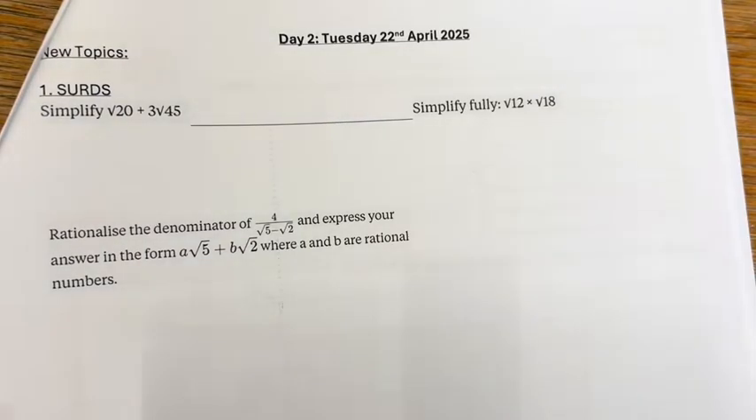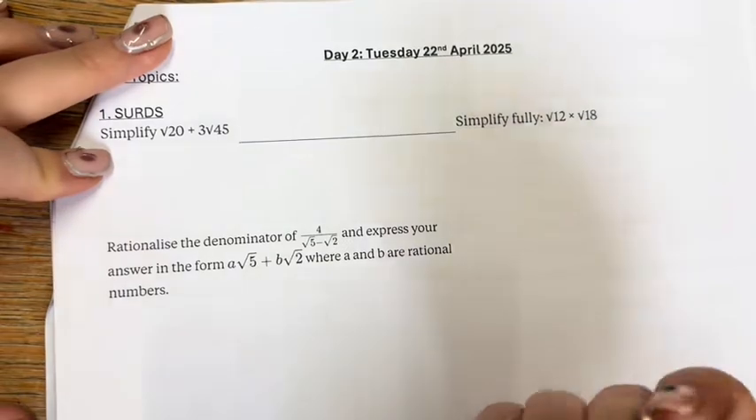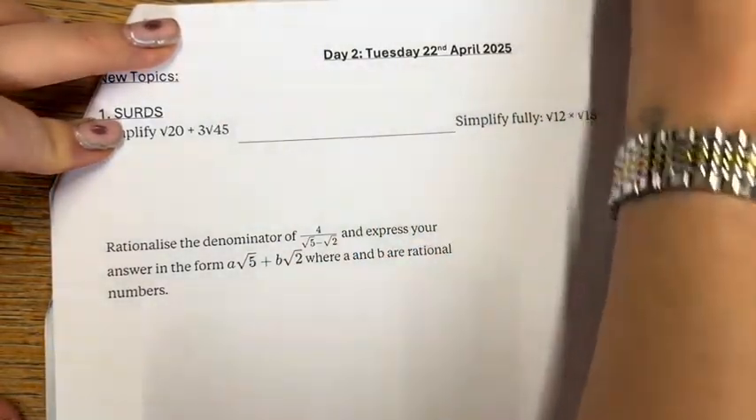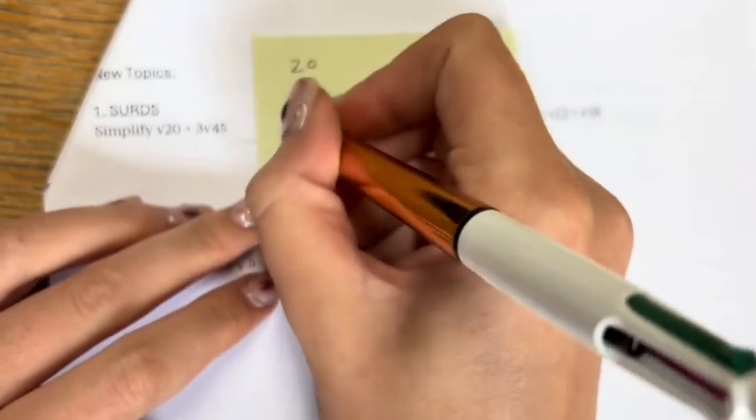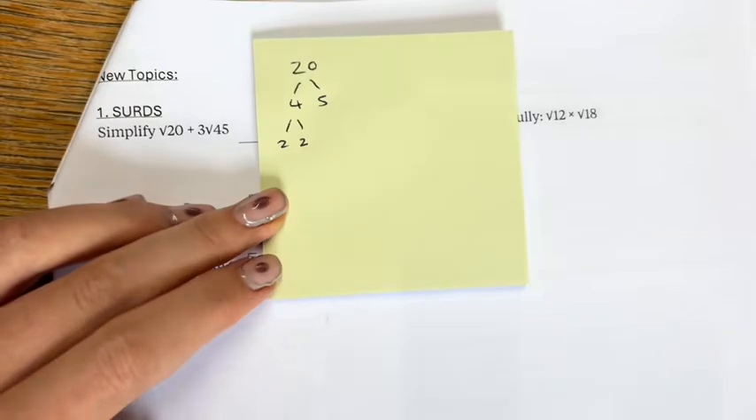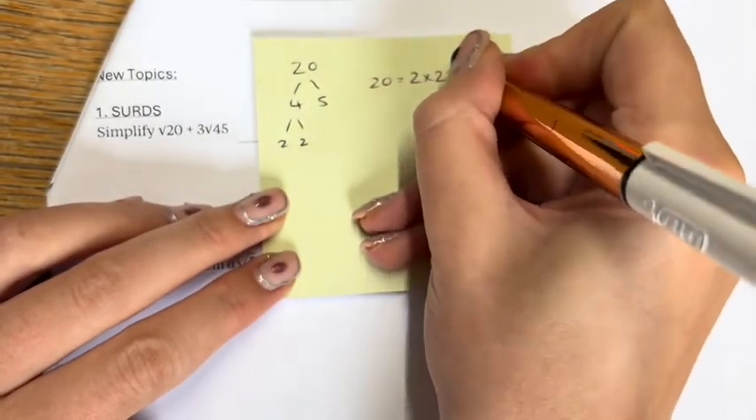Okay, so this is Tuesday, 22nd of April, and our new topics today are surds and quadratic simultaneous equations. So firstly, when I'm simplifying a surd, what I use is a product of primes tree. So I would do 20, and then that's 4 times 5, 2 times 2. And I have 20 equals 2 times 2 times 5.